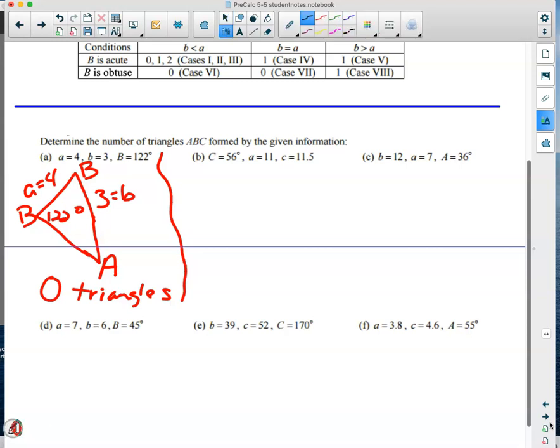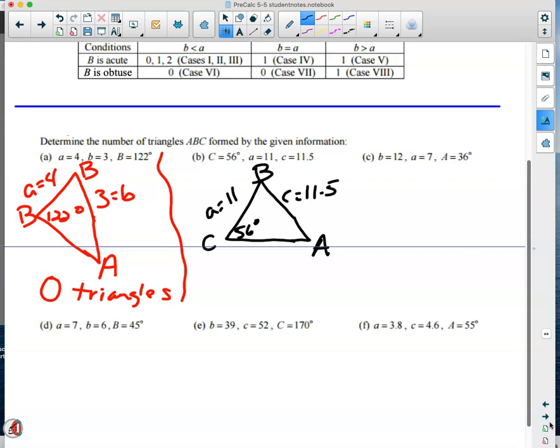B, they change up the letters, but we don't care. We can put C down here. C is 56 degrees. I need to set up that side opposite. That's going to be little c over here, as 11.5. And then I need to use the other one as my side adjacent. So that's going to be 11. And that's going to make this capital A and this capital B.